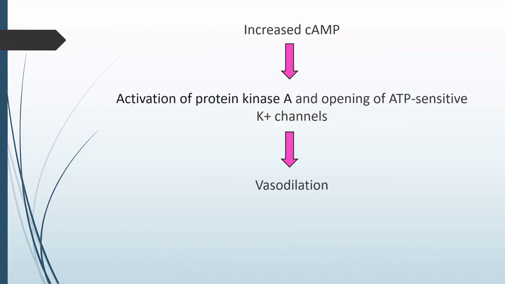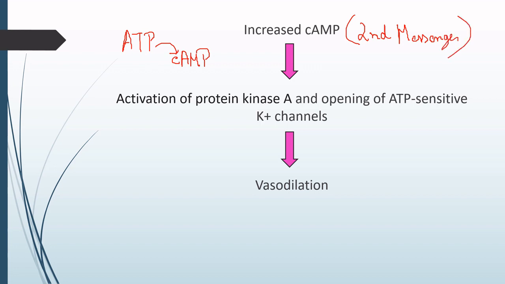This adenylyl cyclase that has been stimulated will lead to the conversion of ATP into cyclic AMP. So now the level of cyclic AMP is going to be more. This cyclic AMP is going to function as the second messenger system. Due to this cyclic AMP, ultimately there will be the activation of the protein kinase A and there will be the opening of the ATP sensitive potassium channels.